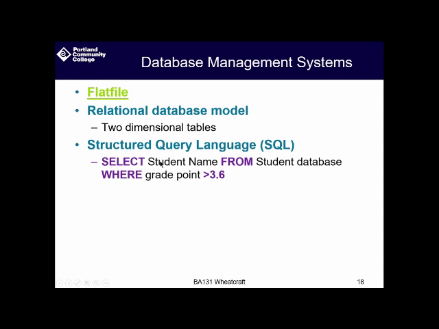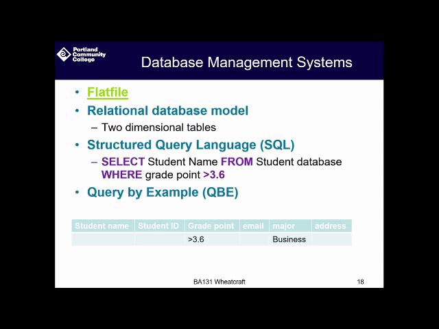So this example is going to give me a list of all the student names located in the student database where their grade point average is greater than 3.6. Very simple and easy to construct a report and get the output you're looking for.